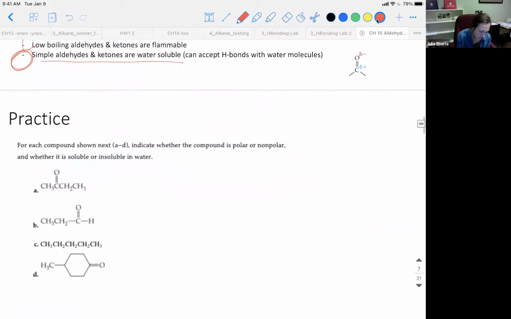So real quick, let's just go through. I wish I had made this into a poll question. I just didn't have time last time. Indicate, are these molecules polar or non-polar?